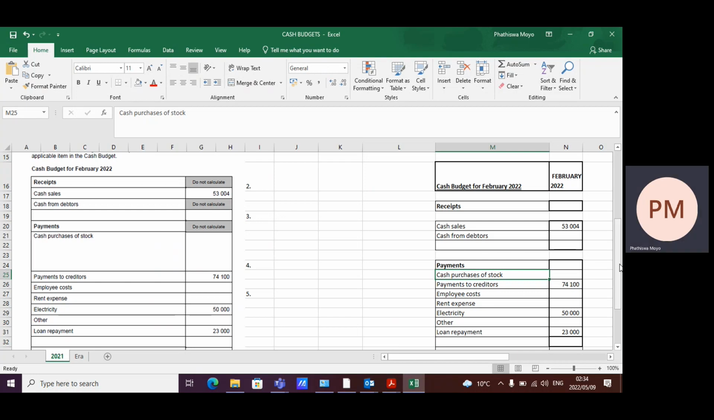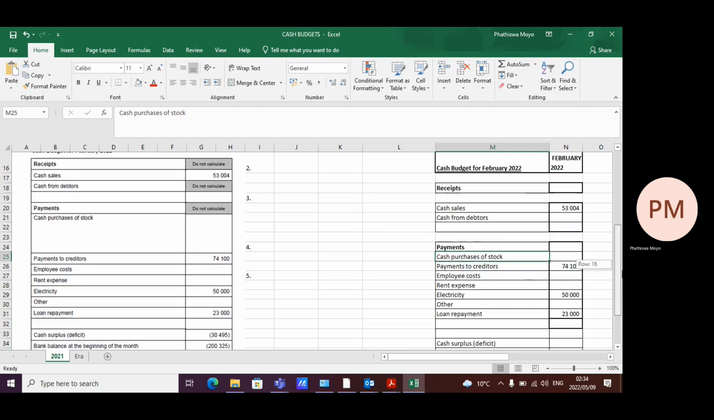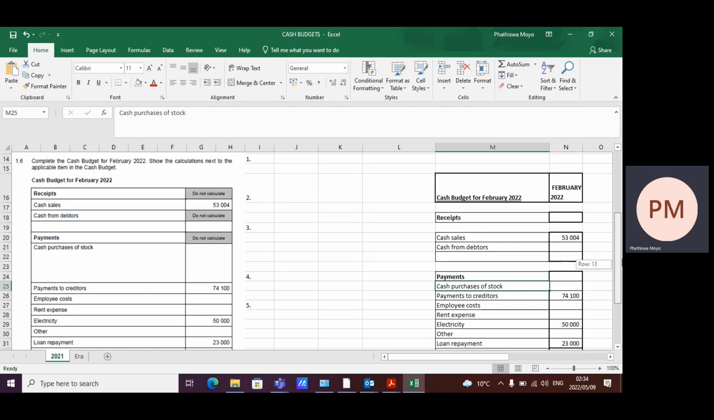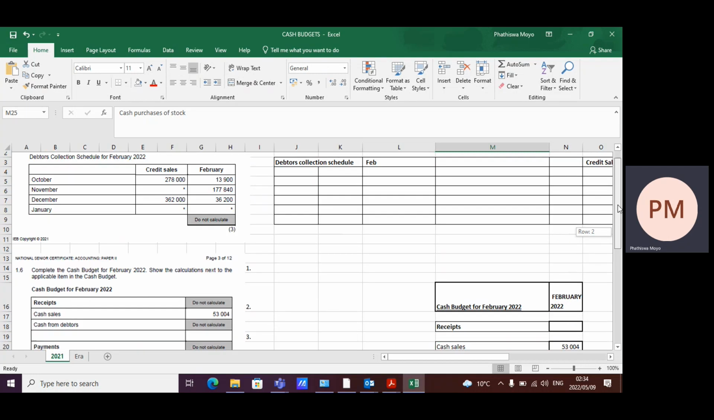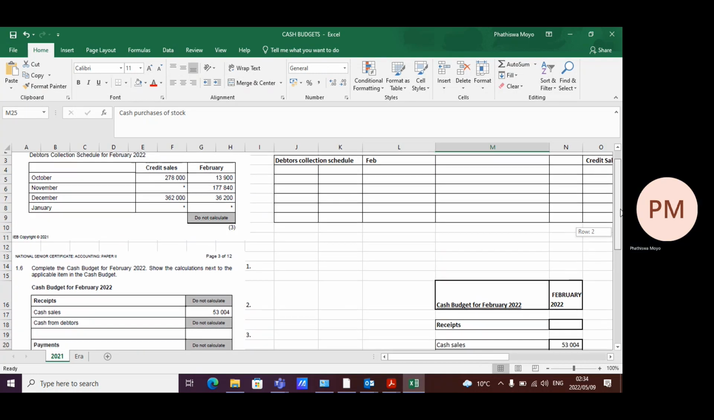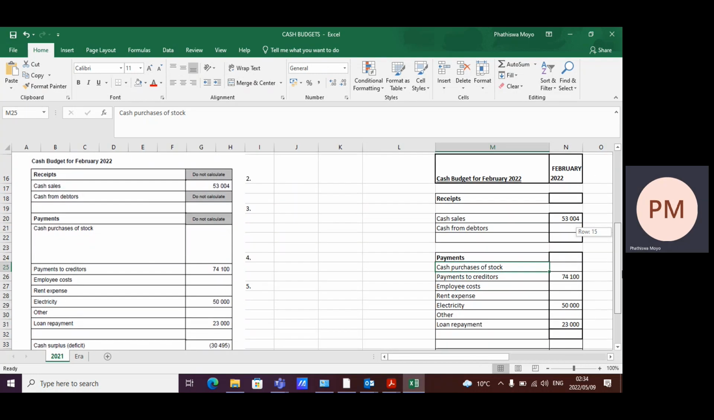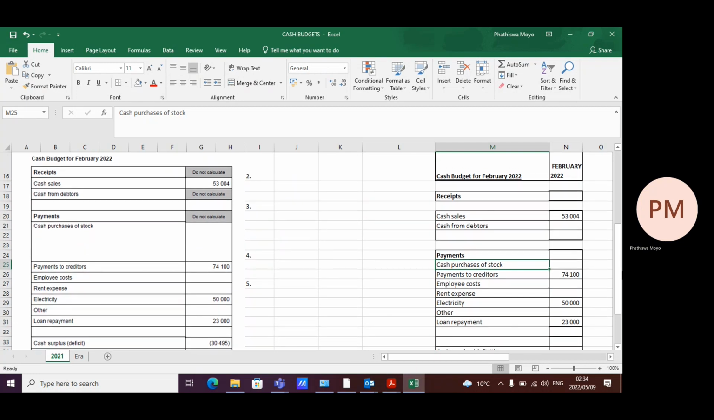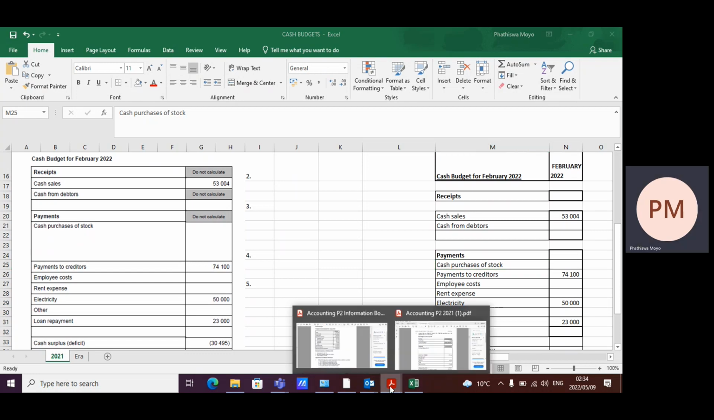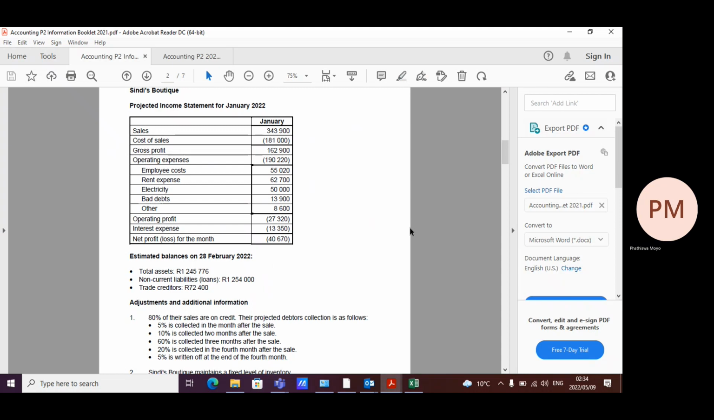Now, you see the trick with this. Do the easy things first. Your debtors' collection is a bit tricky, and your cash purchases of stock. So let's start with the other transactions. Let's choose the quick wins.